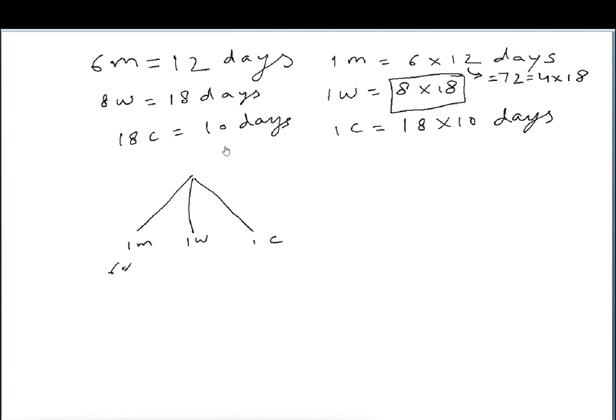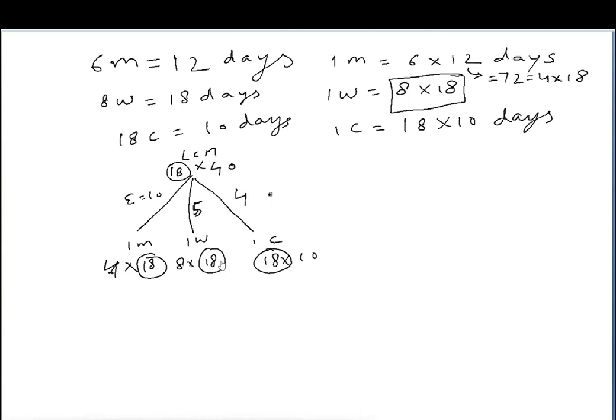So now we will note down the number of days taken by one man, one woman and one child. So one man is taking 4 into 18, 8 into 18, 18 into 10. 18 is the common factor, so it will go on the LCM side. And for the remaining 4, 8 and 10, the LCM will be 40. So we will have 720 units of work, 18 into 40. Efficiency of one man will be 10, one woman will be 5 and one child will be 4.